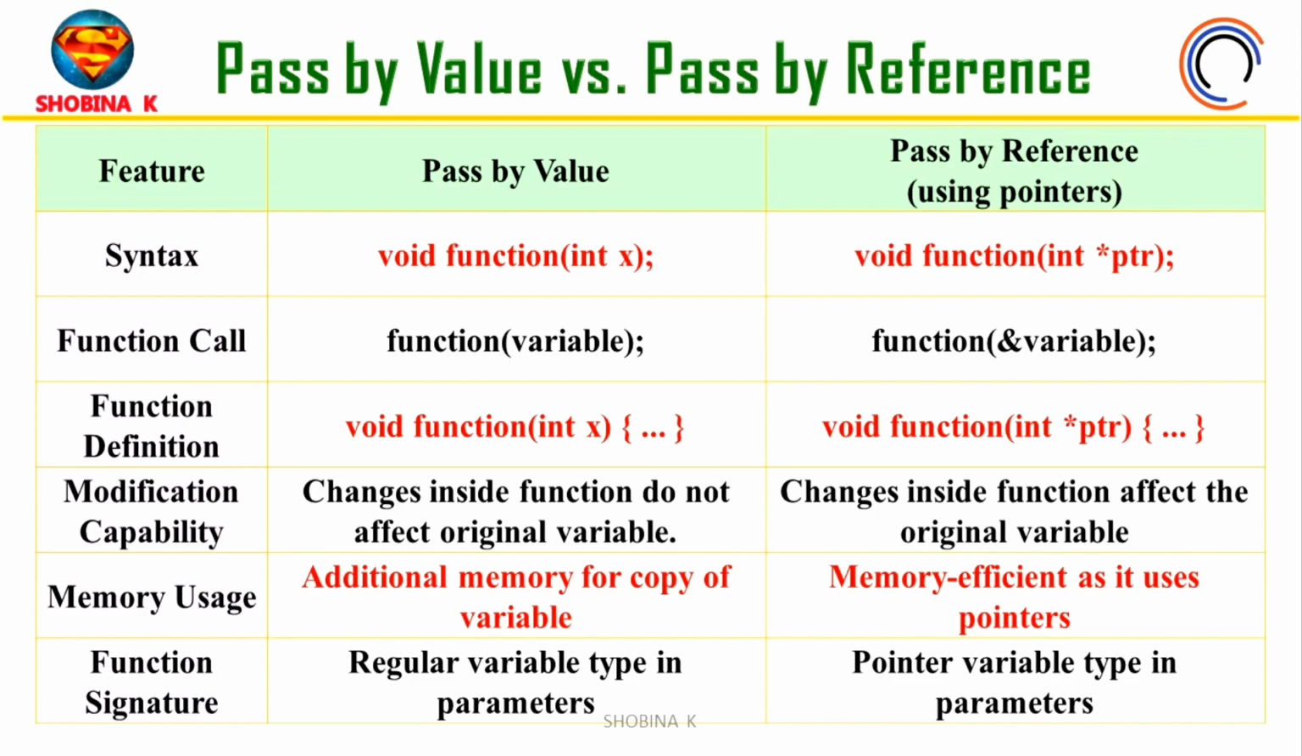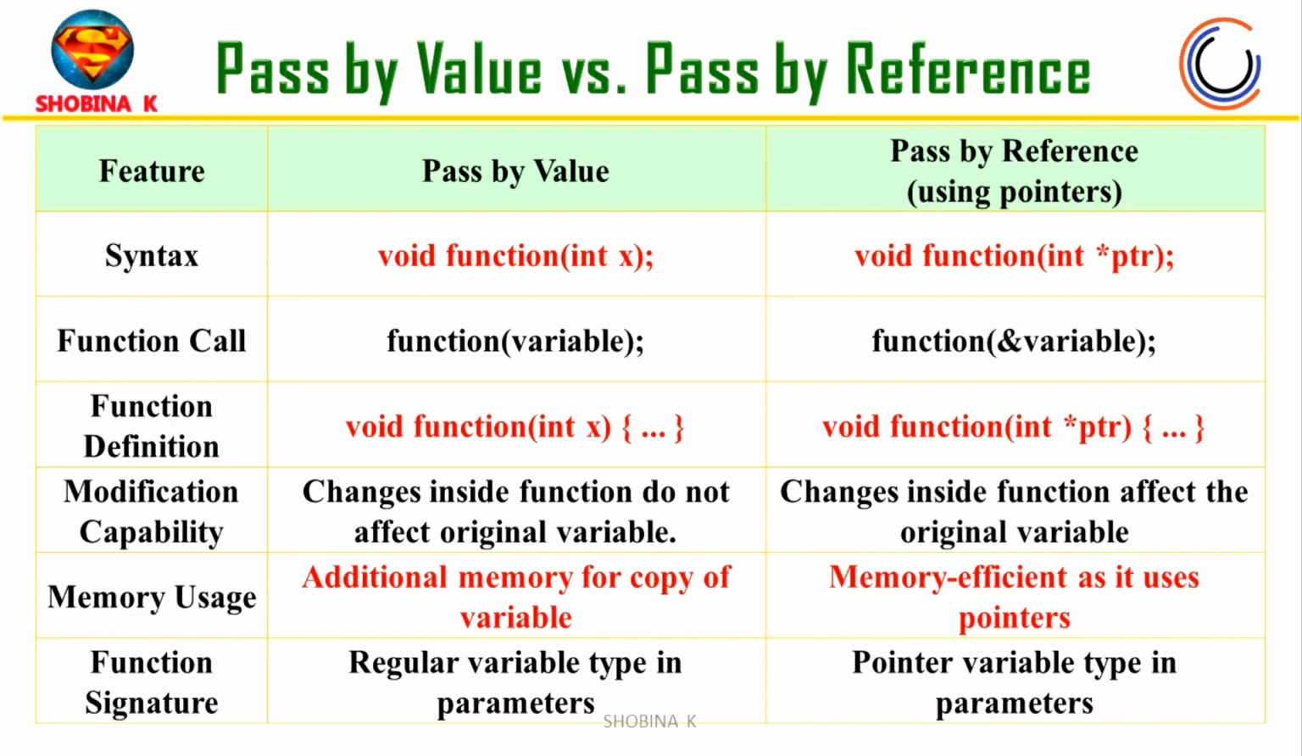Talking about the modification capability, in pass by value, changes made to the parameter inside the function do not affect the original variable, because the function operates on a copy of the value. In pass by reference, changes made to the parameter inside the function directly affect the original variable, because the function operates on the variable's memory address. When dealing with memory usage, pass by value requires additional memory for storing a copy of the variable. In pass by reference, memory is used efficiently because it operates directly on the variable's memory address without creating a copy.